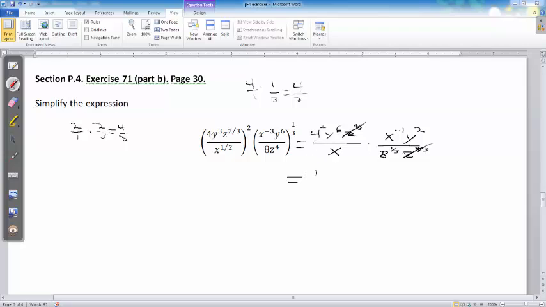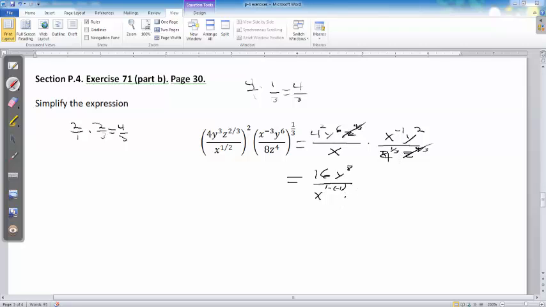Four squared is 16. Combine the y's, get y to the 8th. I'm going to subtract the x's on the bottom. So that'll be x to the 1 minus negative 1. Because remember, it's a division. You subtract them. Remember, if you subtract them on the bottom, it's the bottom exponent minus the top exponent. If you subtract on the top, it's the top minus the bottom exponent.